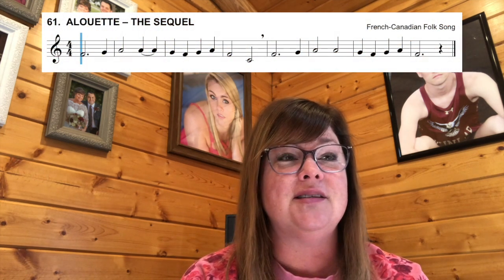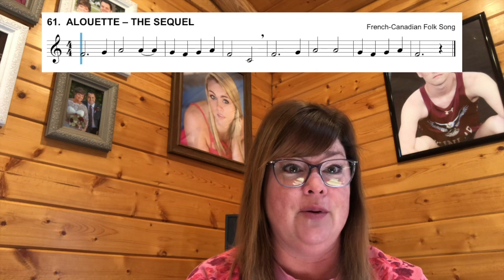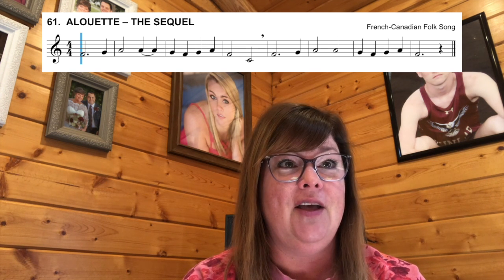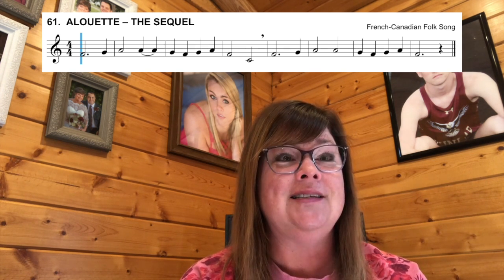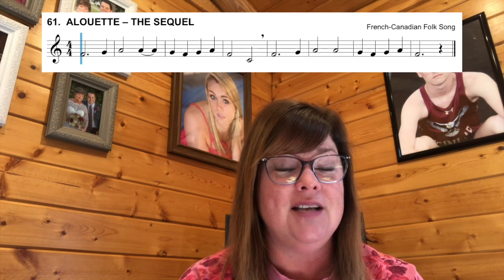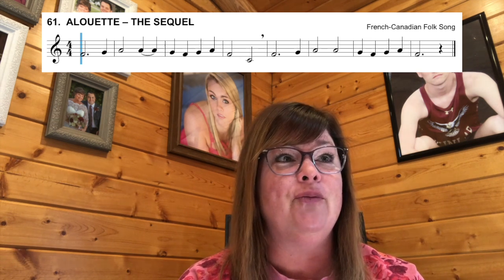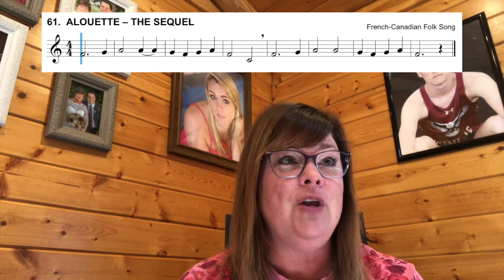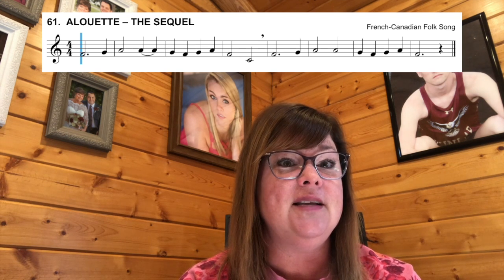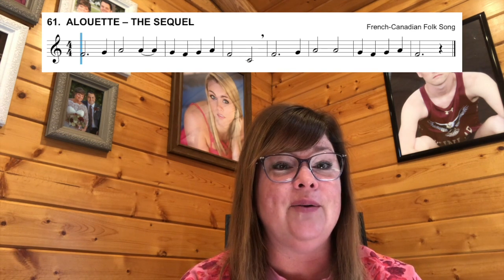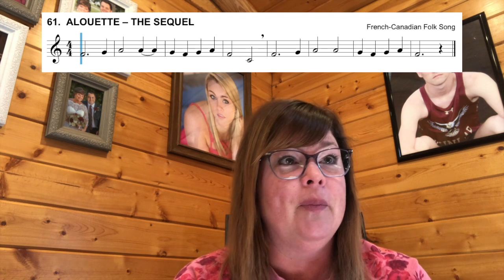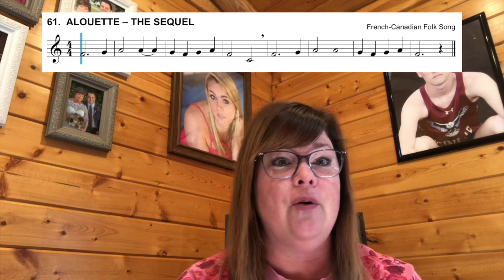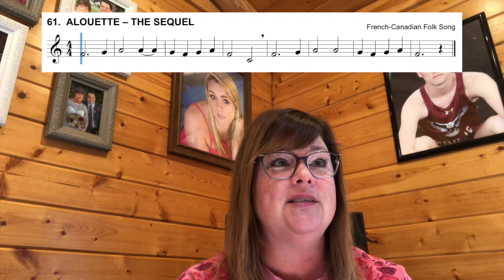And you should notice something when you look at 61, Alouette, the sequel. Do you notice anything? Those 2 are exactly the same sounding. They've written them differently using tied notes. But when you play them, 60 and 61 are going to sound exactly the same. Your family won't know if you're playing number 60 or number 61 because those are going to sound exactly the same.